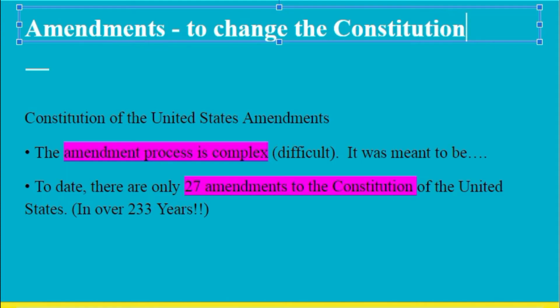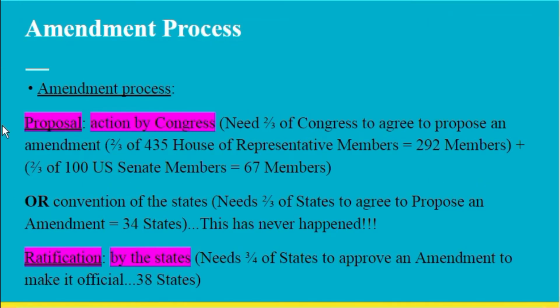And to date, there's only been 27 amendments to the Constitution, and that's 27 amendments in over 230 years. That's insane. And we consider the first 10 to be part of the Constitution almost from the start, so there's only been 17 changes to the Constitution beyond the Bill of Rights, and that's pretty big. So in order to change the Constitution in this amendment process, we've got two steps. First step is the proposal, and the second step is the ratification.